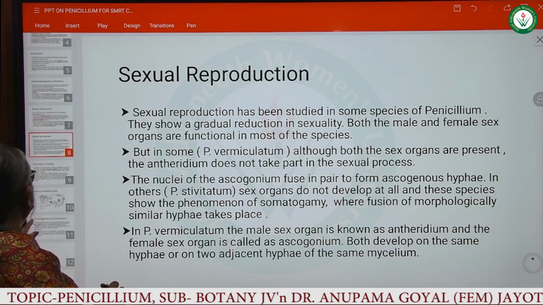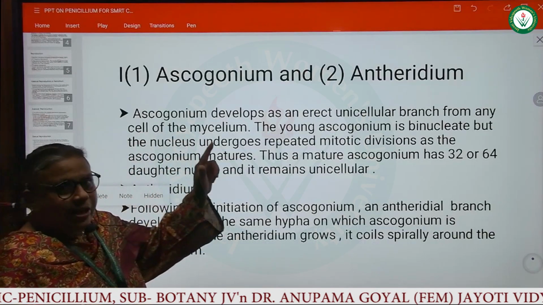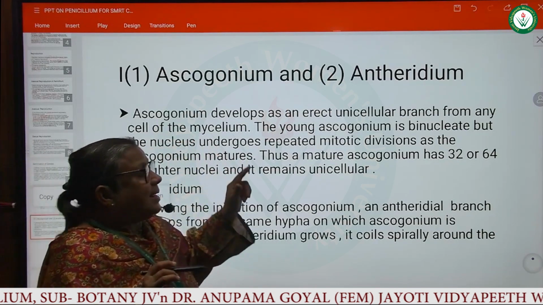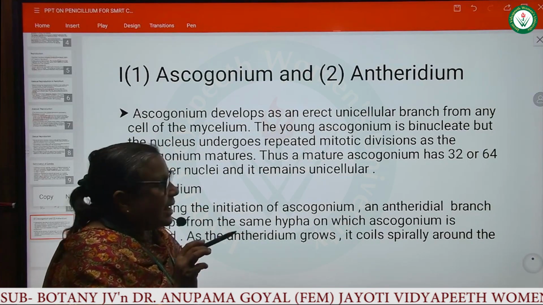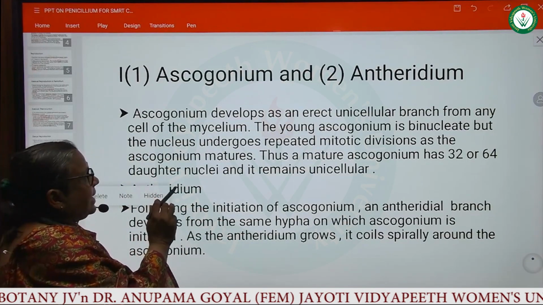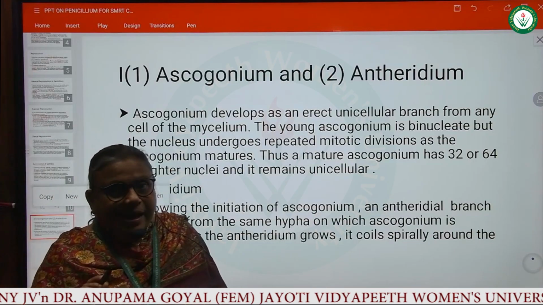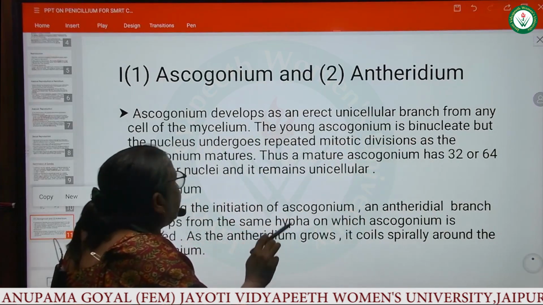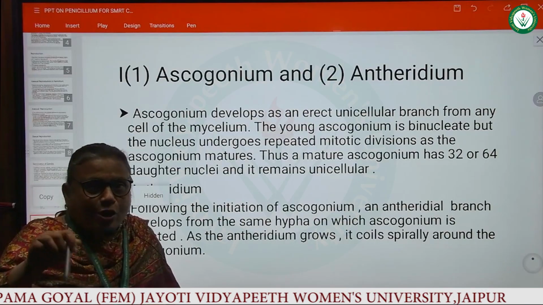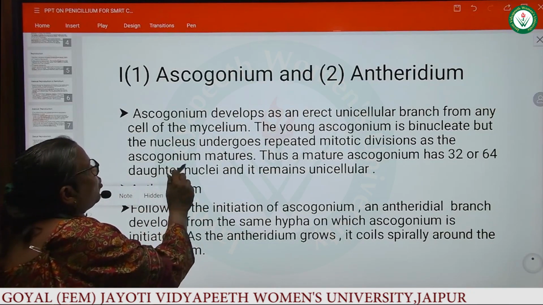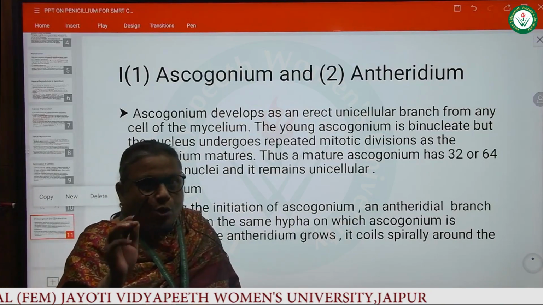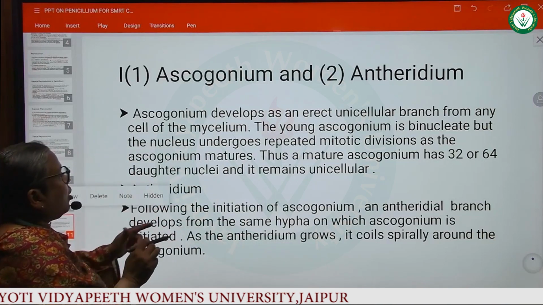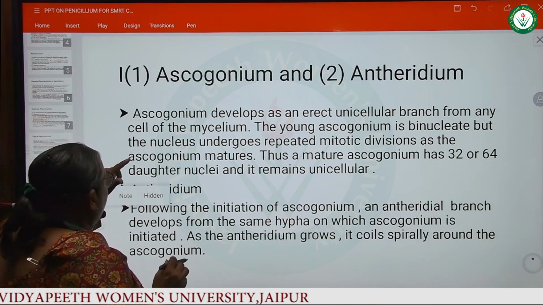Now I talk about the ascogonium and antheridium in the fungus Penicillium. Well, the ascogonium develops as an erect unicellular branch from any cell of the mycelium. The young ascogonium is binucleate, but the nucleus undergoes repeated mitotic divisions as the ascogonium matures. Thus, a mature ascogonium has 32 or 64 daughter nuclei and it remains unicellular.